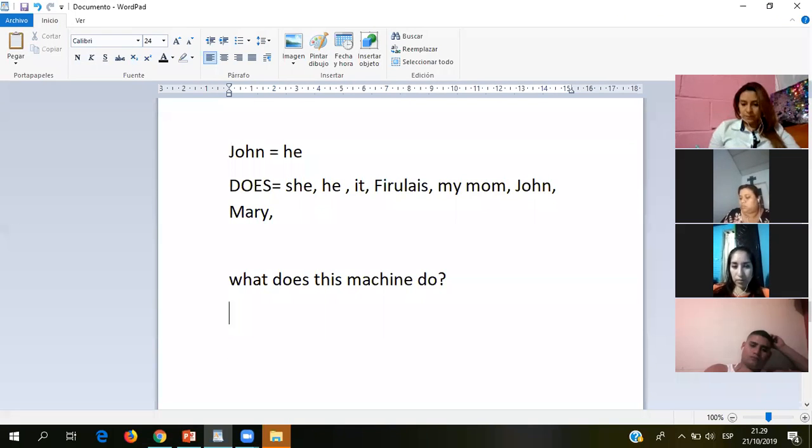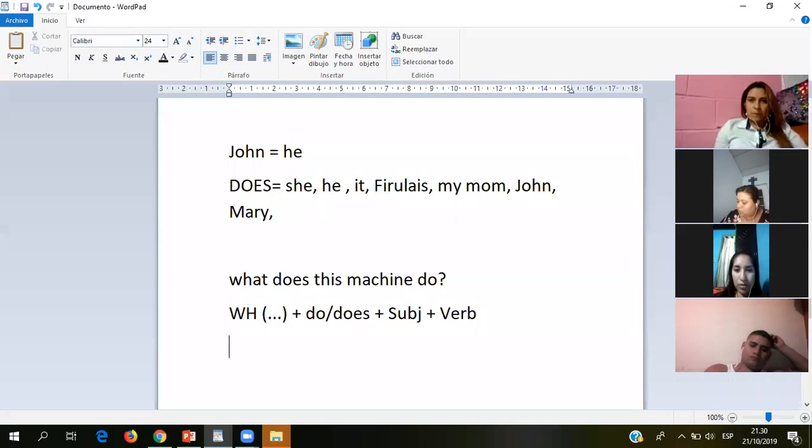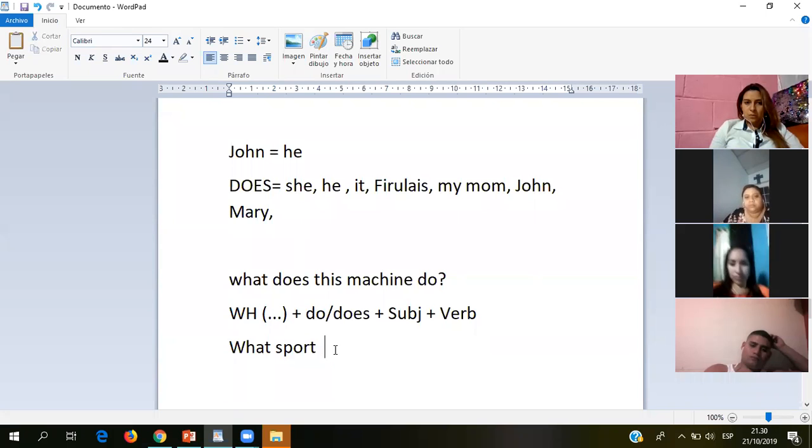Hay otra cosa que vi que estaba medio confundidos también. Les voy a dar una estructura diferente, que va a ser así: WH y tres puntos, plus do or does, plus subject and the verb. ¿Por qué los tres puntos? Porque a veces es como que what color, how often. Había un ejercicio así, ¿recuerdan? What sport, como qué deporte le gusta. Entonces este sport va junto. Eso no interrumpe la estructura, es información adicional de la WH. So, what sport does Lucy like? ¿Ok?